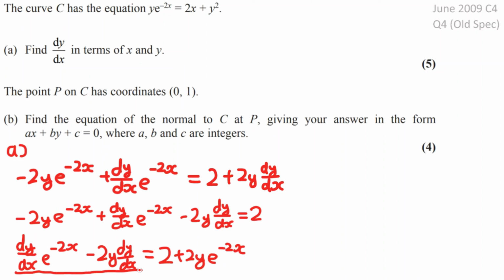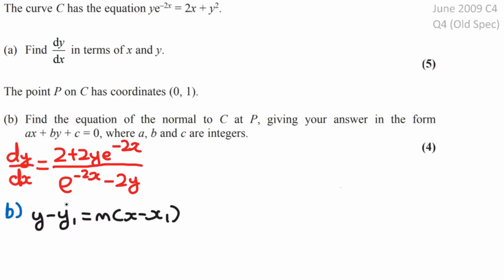So for part B, we're told about a point P that has the coordinates (0, 1), and we need to find the equation of the normal at this point P. Now recall back to year 1 of chapter 5 where we talked about the equation of a straight line. The formula for the equation of a straight line is given here, and in order to use this formula we need two things. We need a coordinate on the line, so the y coordinate and the x coordinate, and we also need the gradient of the line.